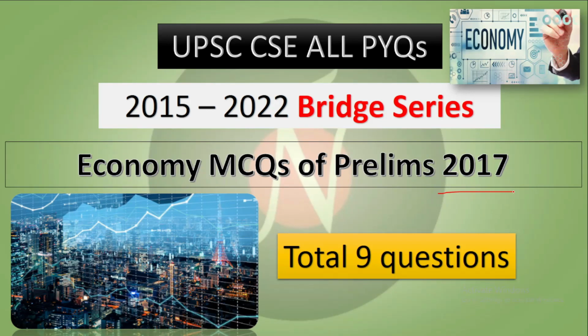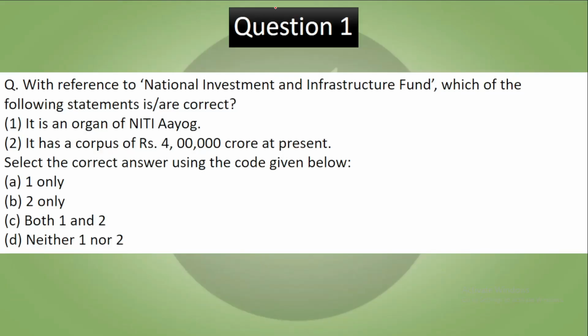So in today's bridge series, we are discussing the economy MCQs which came in the year 2017. The total number of questions which came this year were 9. The basic idea of the bridge series is to let you know how the UPSC asks the question, किस pattern में पूछता है. So let's start question 1.